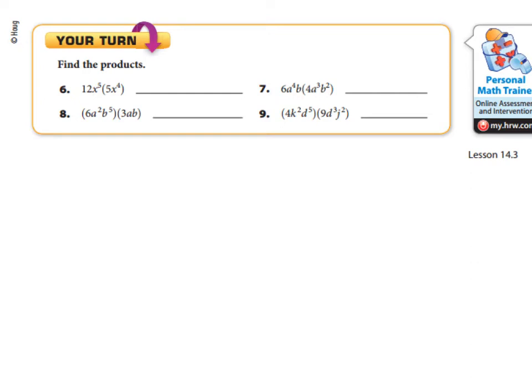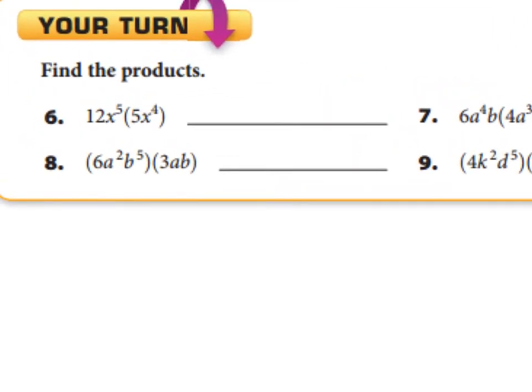Number 6, you should have multiplied the 12 and 5, which would give you 60. X to the 5th times x to the 4th becomes x to the 9th. So your answer is 60x to the 9th. You should have added the exponent since they both had a base of x.